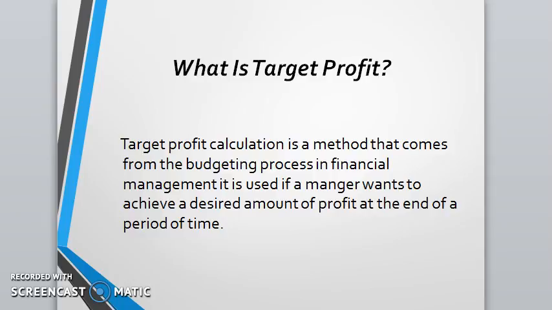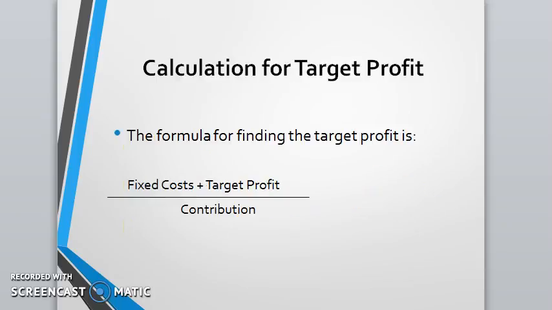Basic cost volume profit formulas are used to find out the sales volume, and figures such as these should be known before trying to produce the target profit: sales price per unit, variable cost per unit, total fixed cost, number of units sold, and the target profit that you wish to achieve.